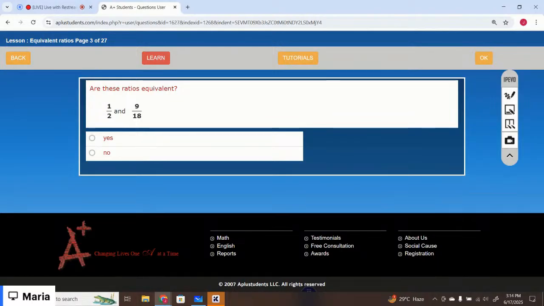Are these ratios equivalent? One by two and nine by eighteen. Yes, they are equivalent. The correct option is this. Option number one is the correct option.